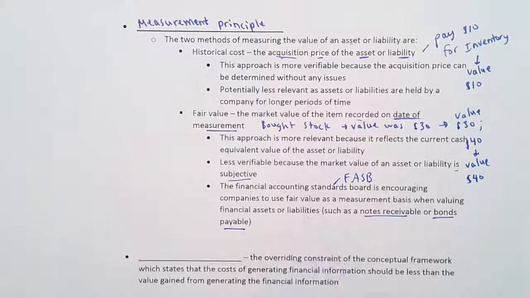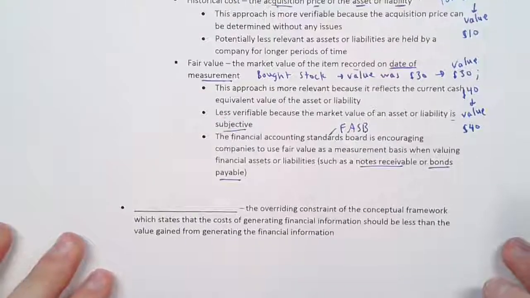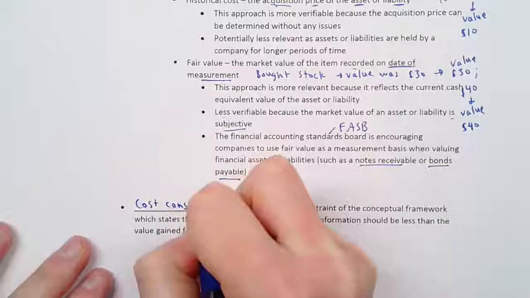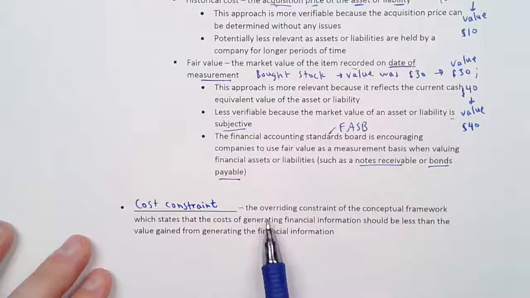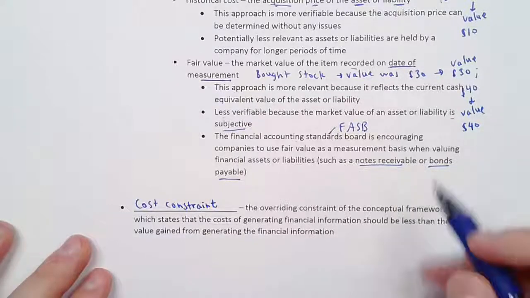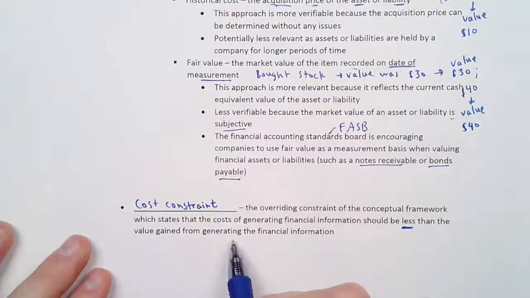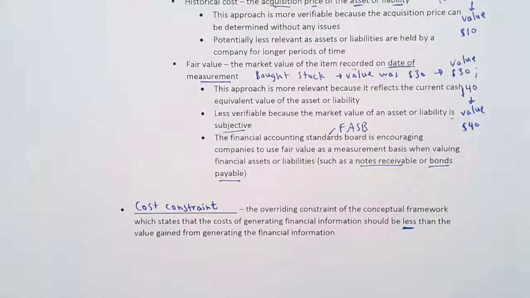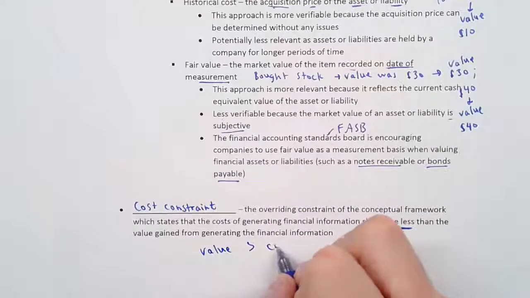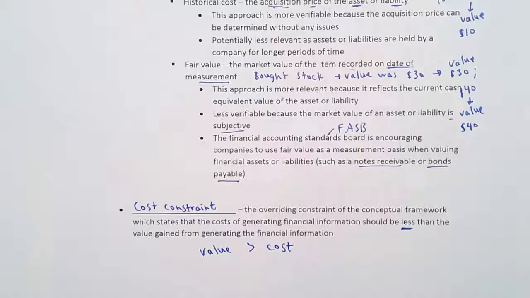And then our last little piece here is that we have something called the cost constraint in the conceptual framework. Basically, it's this overriding constraint of the conceptual framework, which states that the cost of generating financial information should be less than the value gained from generating the financial information, right? Basically, meaning that we're getting some value greater than the cost. That's basically what we want to make sure we have. We don't want to just generate all this information, because if it's not helpful, that's costing companies money to generate that information. And so we always want to make sure that when we're making information, people are getting value from it.